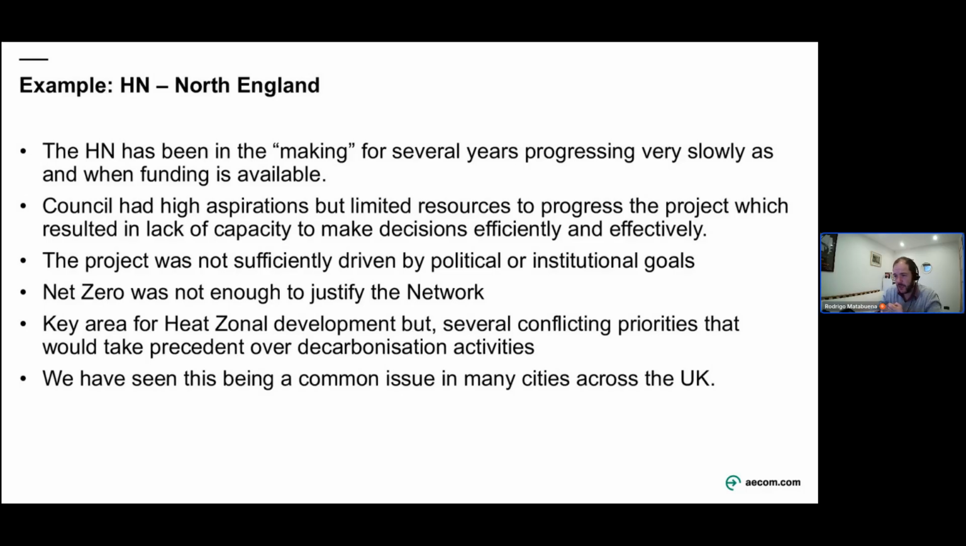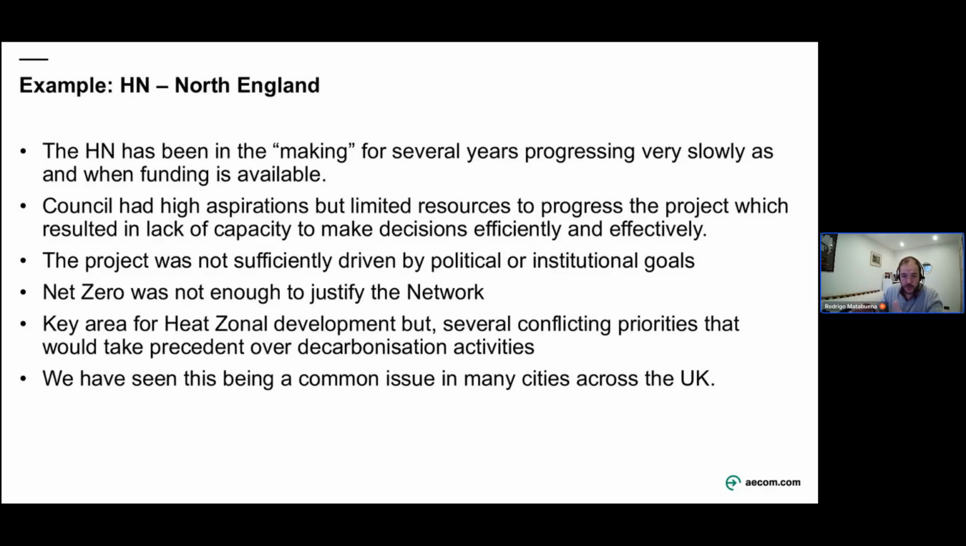Before jumping into the roles, we had this case of a heat network in the north of England, where they had a project that had been in the making for several years. It was a typical story of an initiative that has been iterated in several forms by different people, different consultants, different administrations, and, most importantly, as and when funding was available.